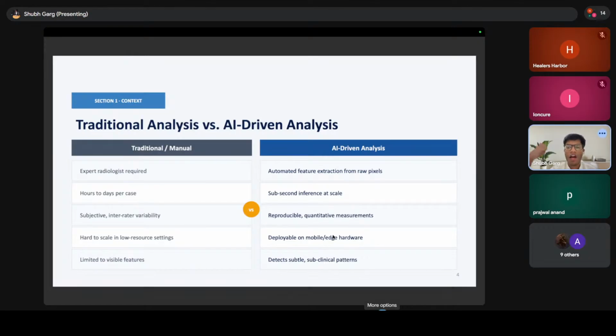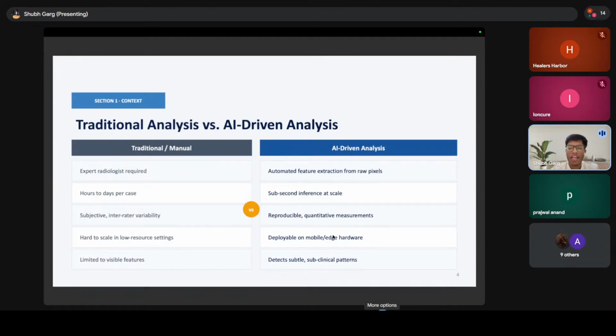So AI flips several properties. A trained model can process an image in milliseconds. Its output is reproducible. The same image will always produce the same prediction. It can be deployed on mobile hardware, enabling screening in lower resource settings. And critically, it can detect subtle patterns, things that are technically present in the image but fall below the threshold of human perception under normal working conditions.